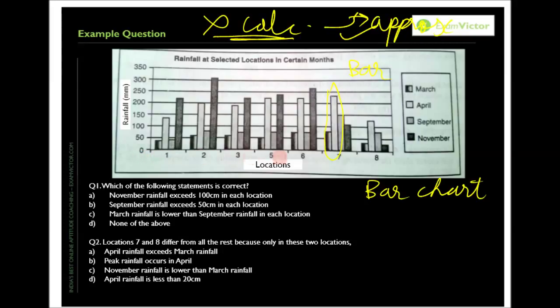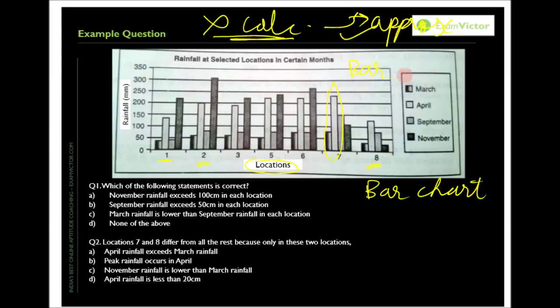Along this axis is something that tells you about the bars. So these are the categories. In this question, it's something called locations. And along this axis, the y-axis, is the measure. It tells you what the height of each bar means. So in this question, we're looking at locations and rainfall. This seems to be talking about the amount of rainfall that happened at certain locations, location 1, location 2, and so on till location 8.